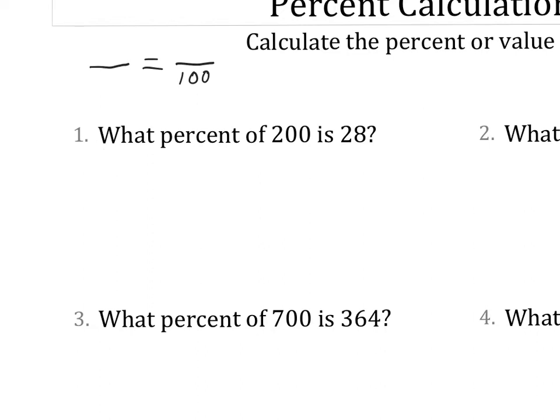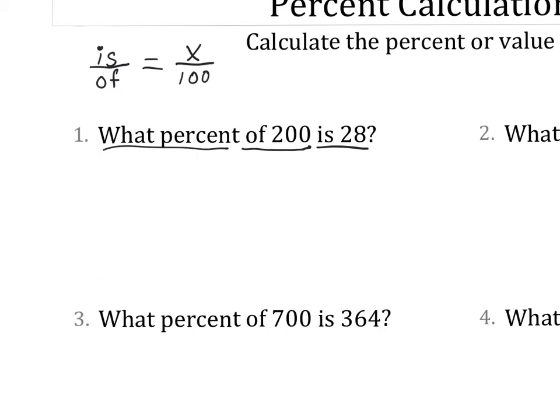This says what percent. So that means we are looking for the percent. The percent compares to the 100, so we write that over the 100. Now we have two other numbers, and some people write this as is over of. So when we look at the words is and of, we see of refers to the 200 and the word is refers to the 28.